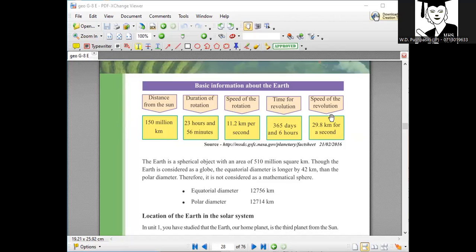Right. So the basic information about the Earth is about the distance, rotation duration, rotation speed, time of the revolution, speed. So these are the things that we have to remember in this lesson. This is the important facts about the Earth. Now, if I ask you a question like, what is the specialty of the Earth compared to the other objects of the solar system? You have to write down those features. So shall we write down the basic information about the Earth?